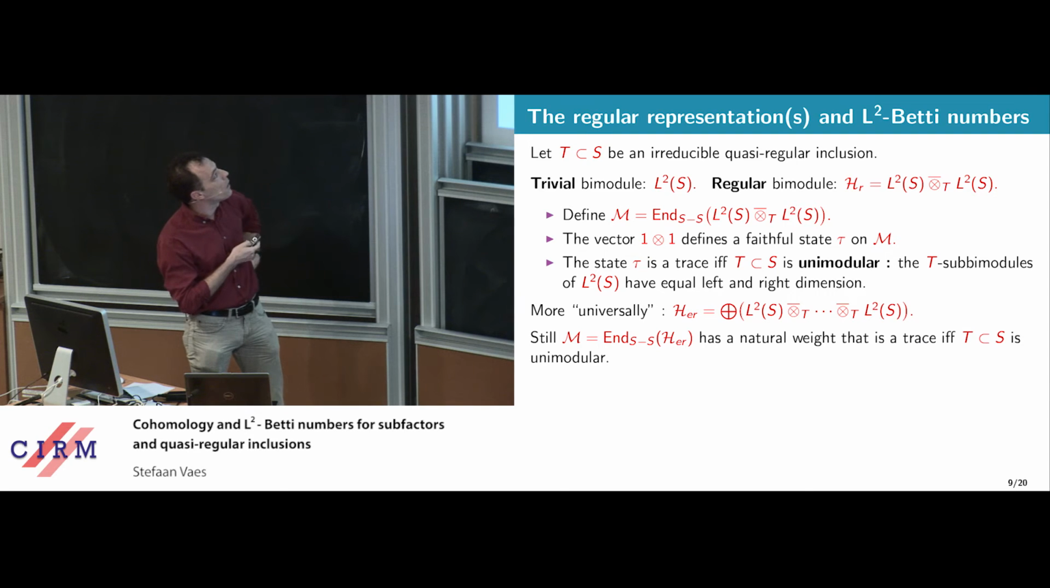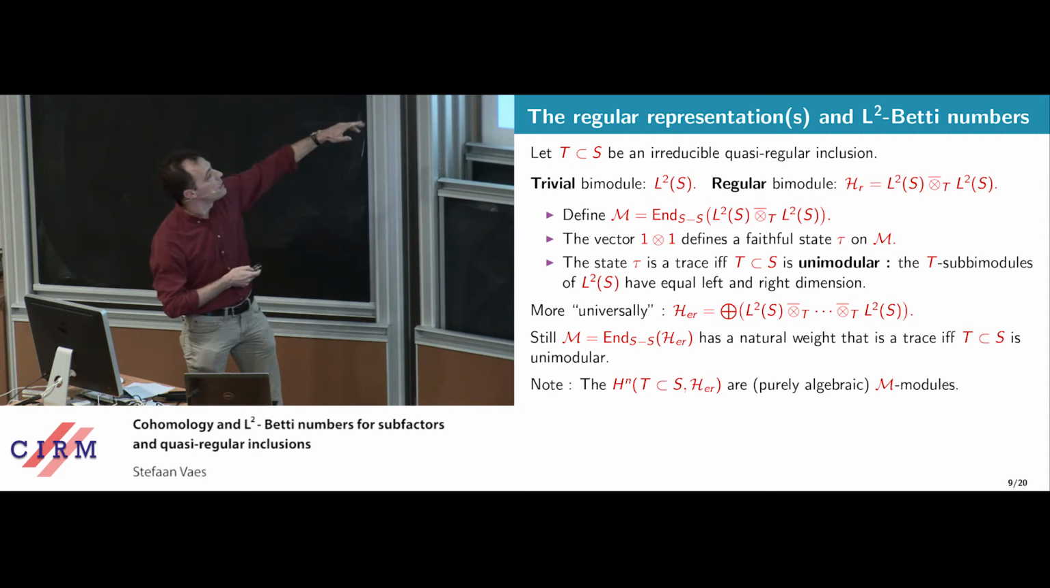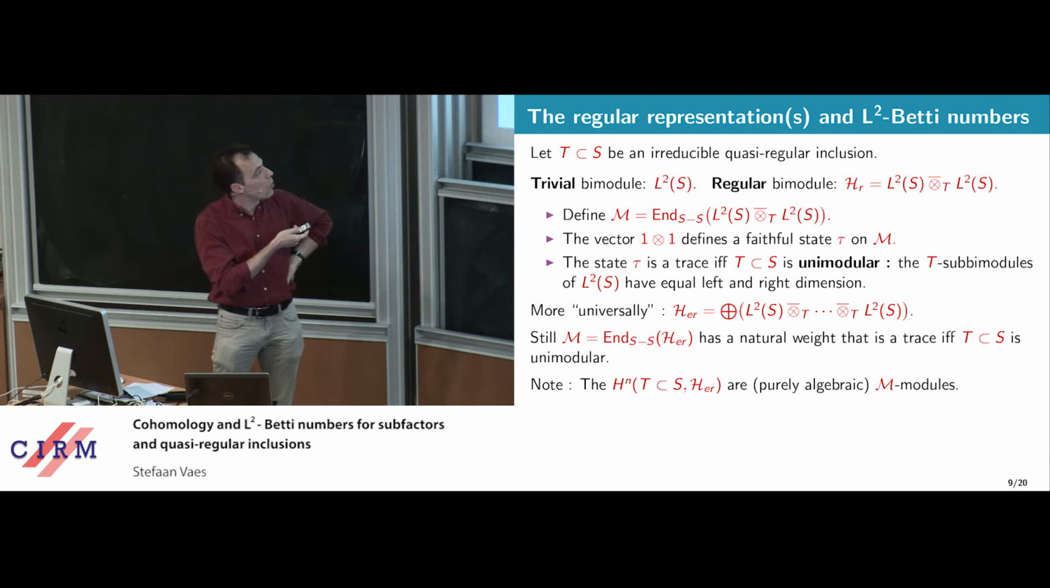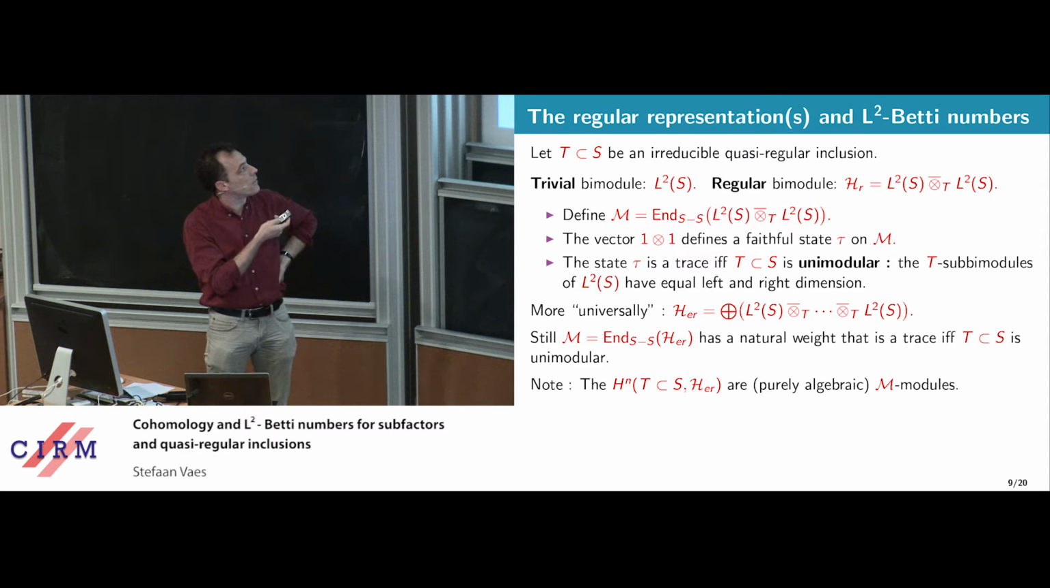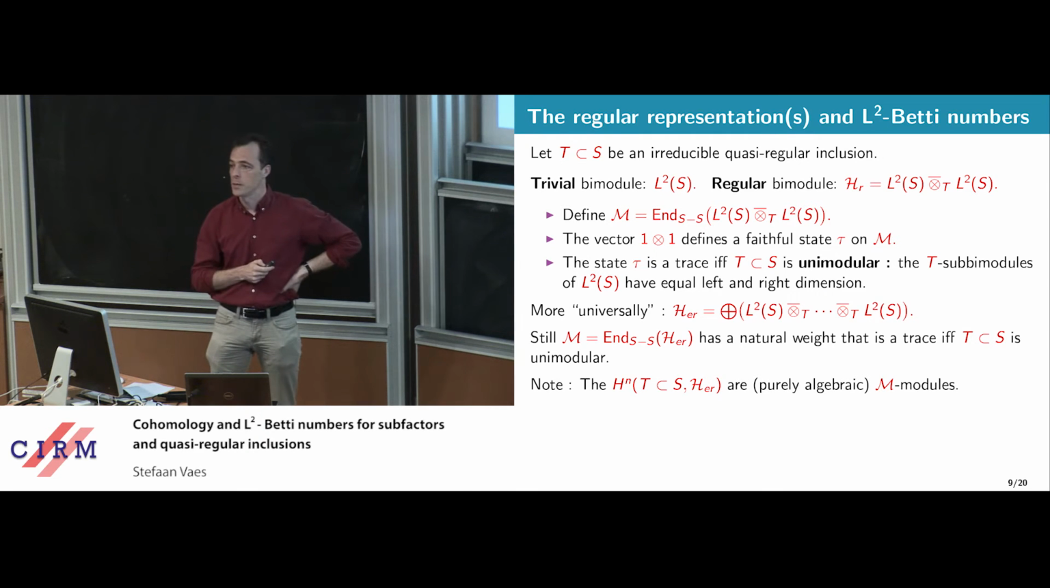can perfectly well work with the endomorphism von Neumann algebra. And this time it will have a weight, not a state, and again it will be a trace exactly when you are in the unimodular situation. So then everything is in place, because if I look at my cohomology theory that I defined with values in any S bimodule, so in particular for this one, well, all the operators in curly M commute with the S bimodule structure here. So these cohomology spaces become modules over that von Neumann algebra.